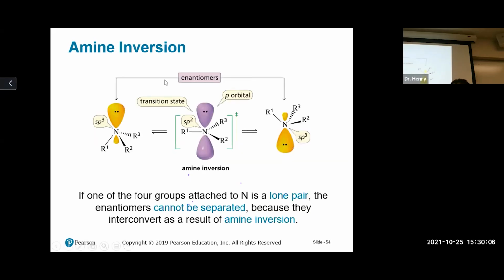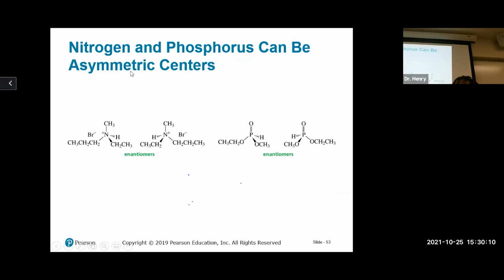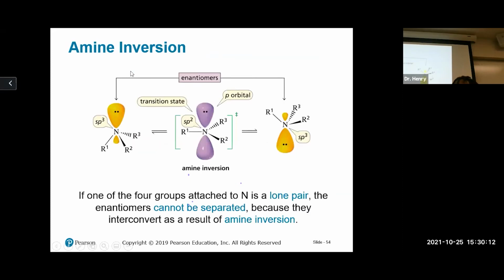And this shows you, this is an amine. Oh, I got carried away. Okay, so this is an amine inversion. So here's 1, 2, 3. This guy is going to be sp3.